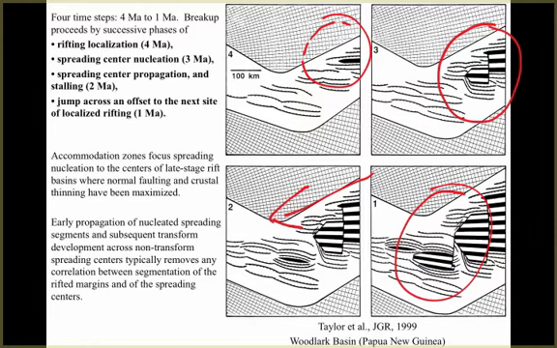These accommodation zones focus spreading nucleation to the centers of late-stage rift basins where normal faulting and crustal thinning have been maximized. And the early propagation of nucleated spreading segments and the subsequent transform development across non-transform spreading centers typically removes any correlation between the segmentation of the rifted margins and the spreading centers.